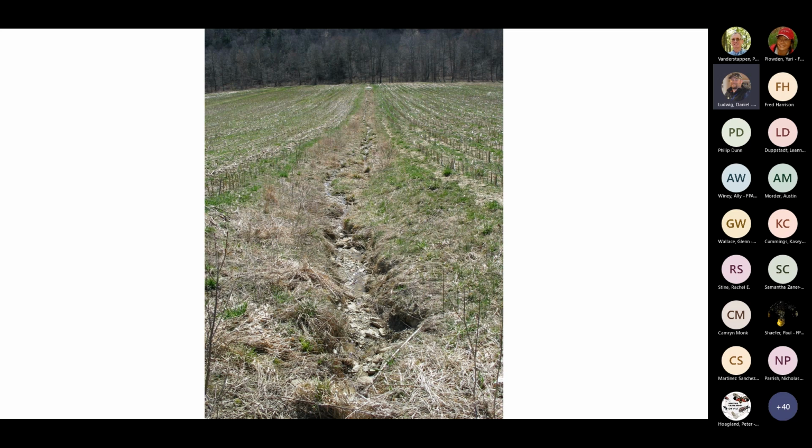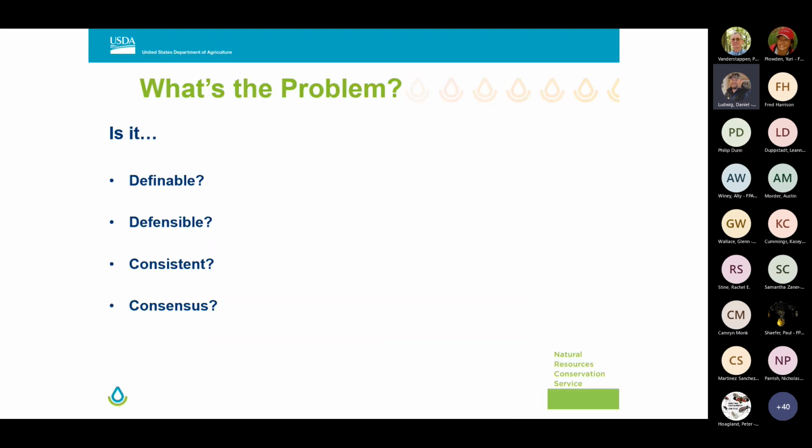Okay, so when we're going out to the field, we're looking at identifying what's the problem. We want to talk to the producer about what their perceived problems are, and also what we see through our visual observations. One thing that we want to look at too when we're defining the problem, we ask ourselves these 4 questions. Is it definable? Is it defensible?